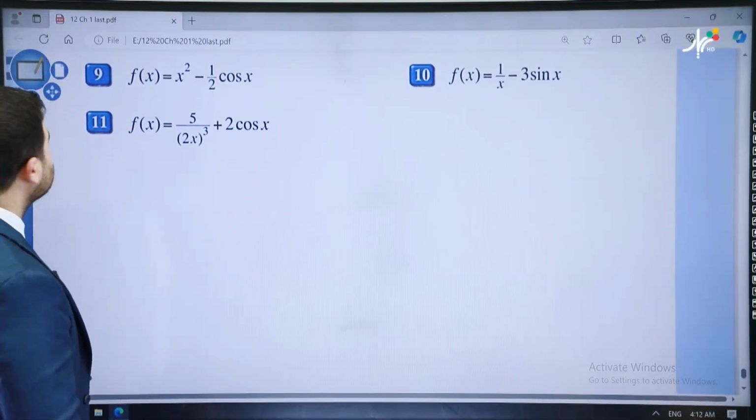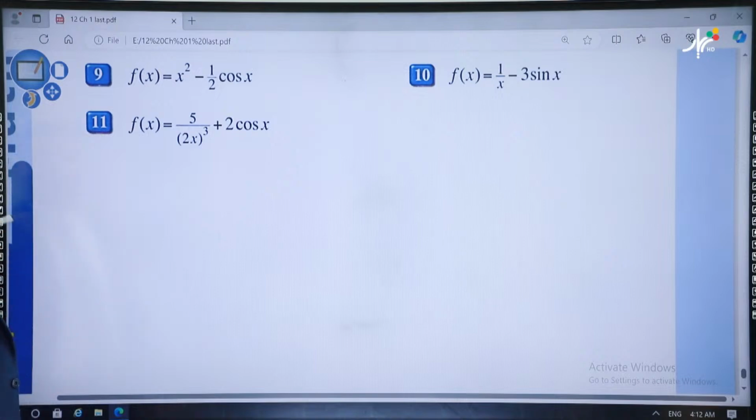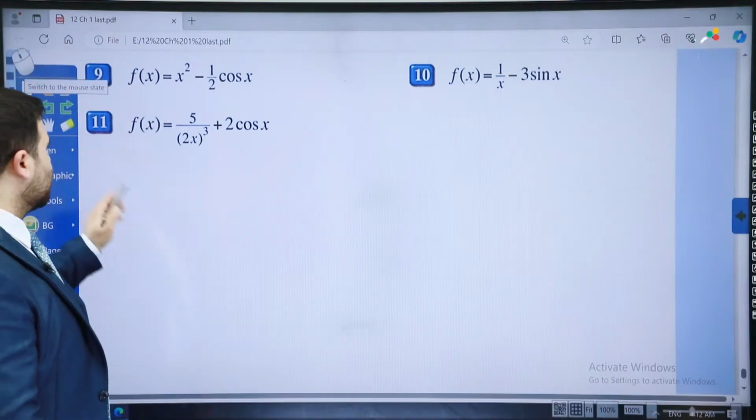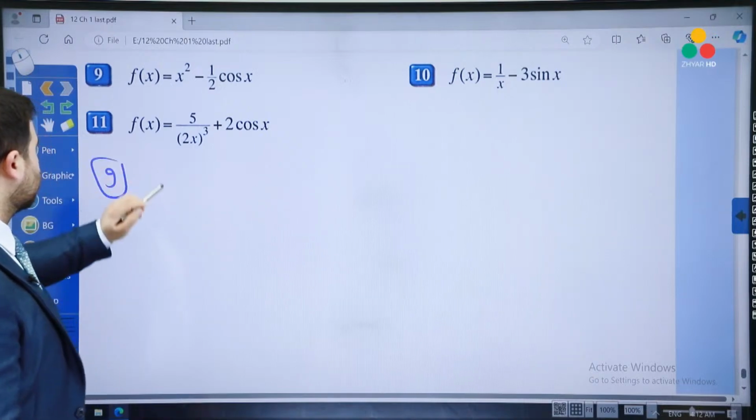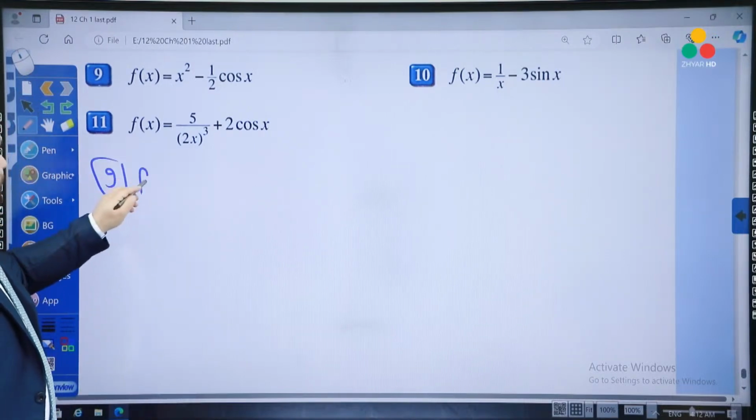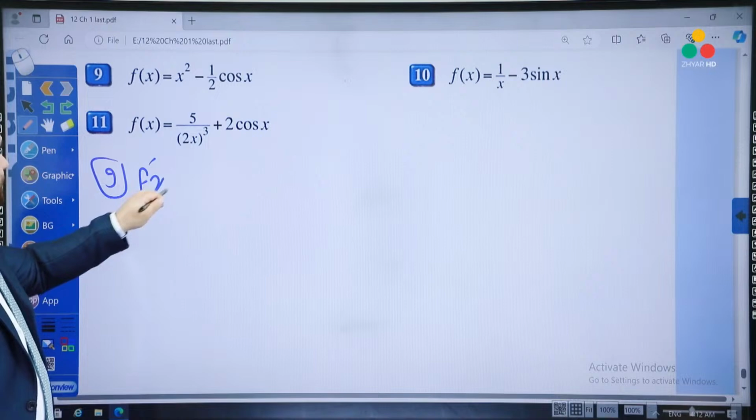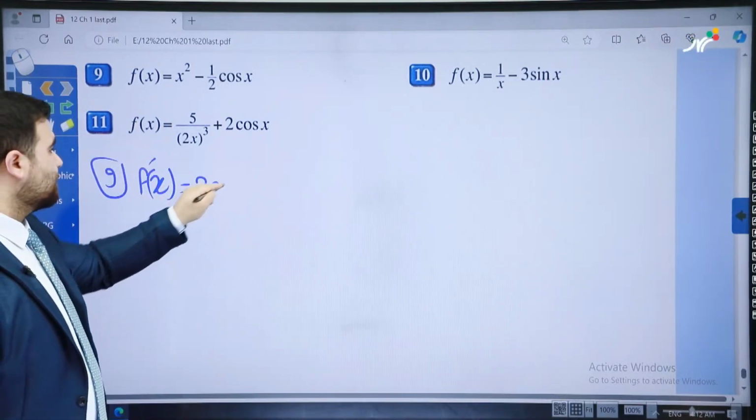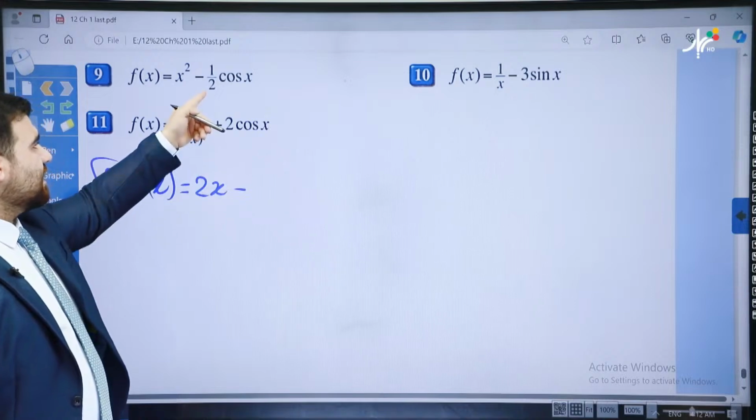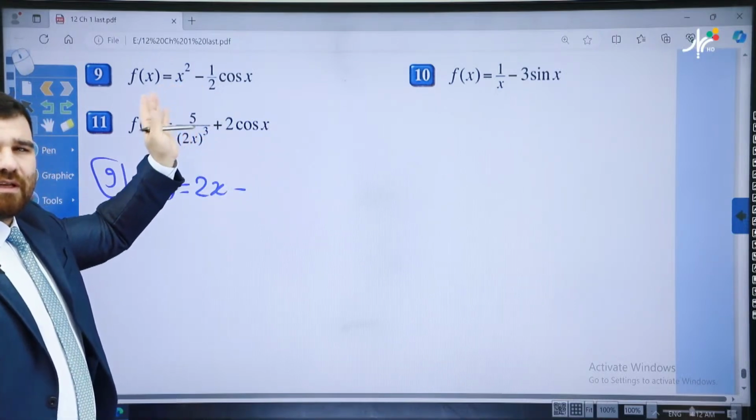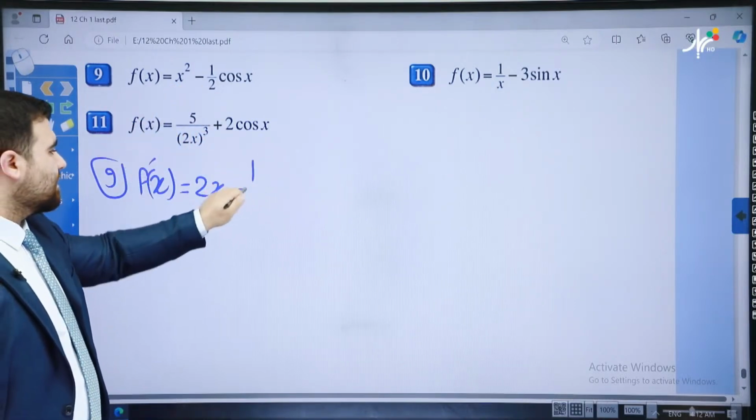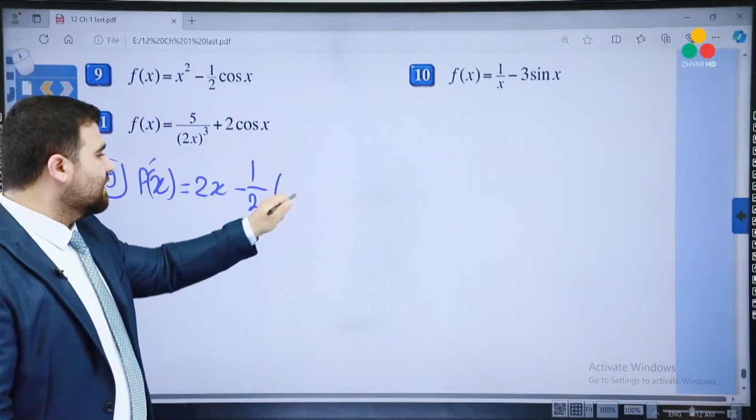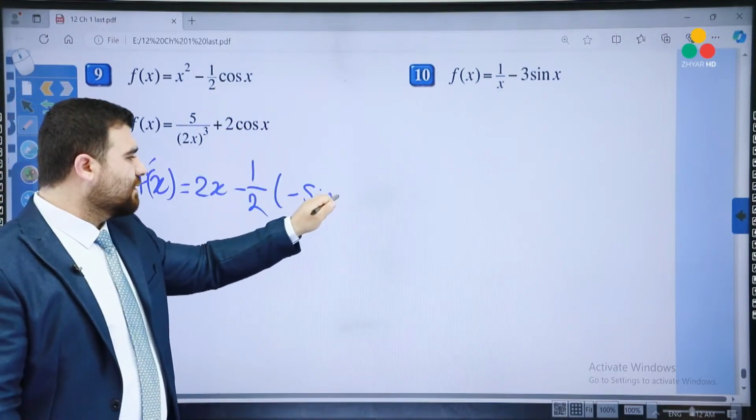Question 9. X power 2 minus 1 over 2 cosine x. Let's do it. X power 2 becomes 2x. F prime of x is equal to x power 2 is 2x. Minus. If there is a number before any function, the number doesn't affect. Write it as it is, 1 over 2. Derivative of cosine is negative sine x.